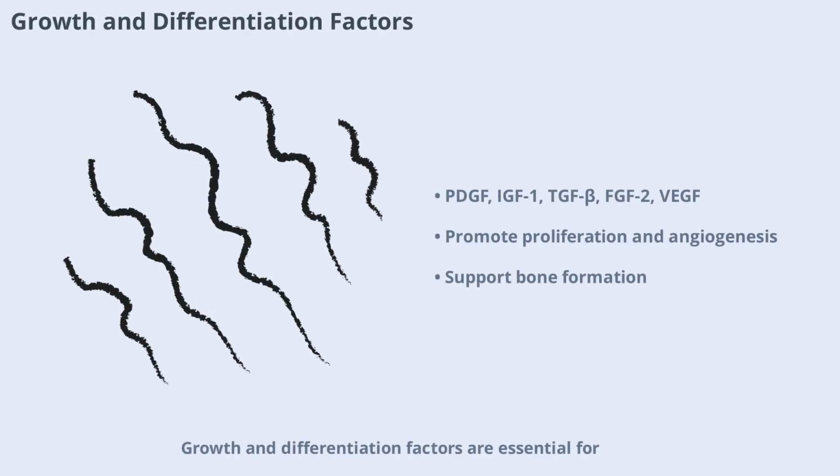Growth and differentiation factors are essential for orchestrating the complex process of tissue regeneration. Platelet-derived growth factor, PDGF, insulin-like growth factor, IGF-1, transforming growth factor beta, TGF-beta, fibroblast growth factor, FGF2, and vascular endothelial growth factor, VEGF, all play unique roles in promoting cell proliferation, angiogenesis, and bone formation.